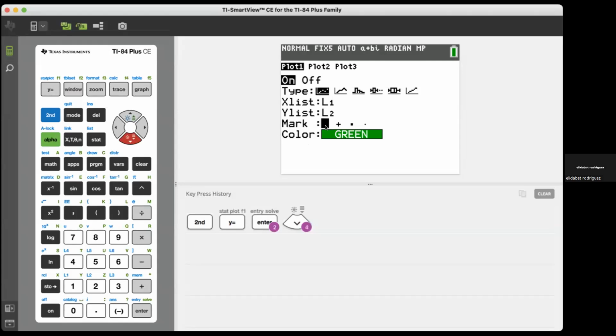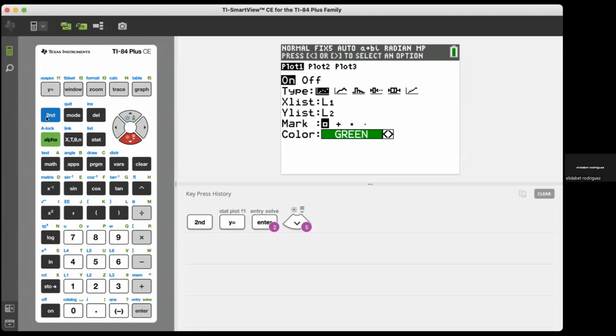There are 4 different marks, and I always pick the first mark, the box. Pick the box because it's easier to be shown. You can see it much better than the other marks. Then you can pick a color if you have an option of color. If you don't have an option of color, just pass it. So I'm choosing green.